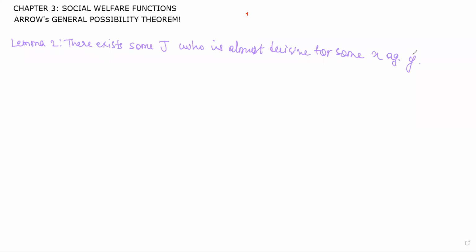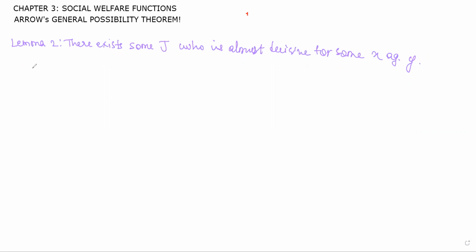We will now prove lemma 2, right? So we will now prove that there exists some individual J who is almost decisive for some x against y. When we combine this lemma with the first one, we get the fact that there must exist a dictator under the other four conditions, right? Lemma 2 is relatively easy to prove.